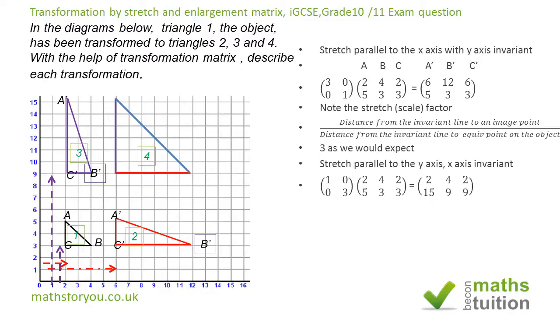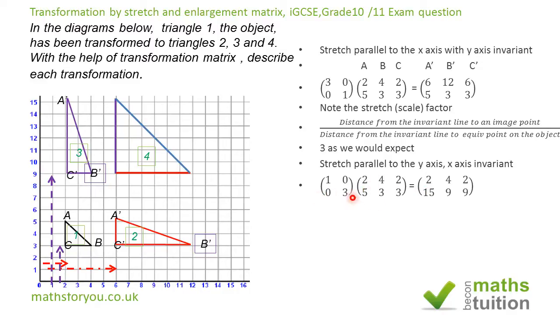So, if the stretch factor is 3, we then replace the 1 in our identity matrix with 3 there. And as you can see, the x-coordinates for the image are the same as the x-coordinates for the object, 2, 4, 2. But the y-coordinates will change. So we're going from 5, 3, 3 to 15, 9, 9. Can you check that for yourself? Because 0 times 2 is 0, 3 times 5 is 15, 15 plus 0 will give me 15 here.